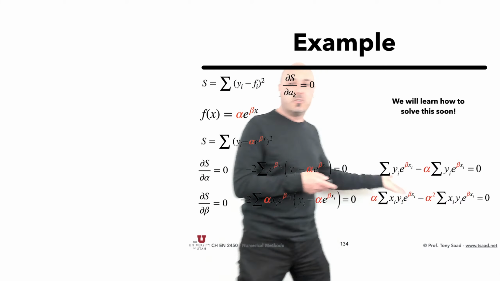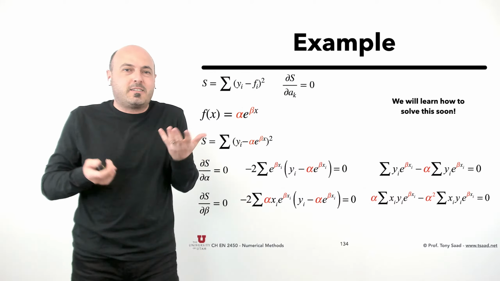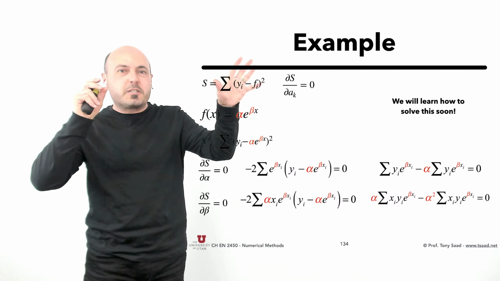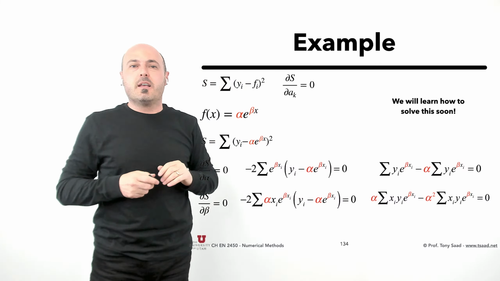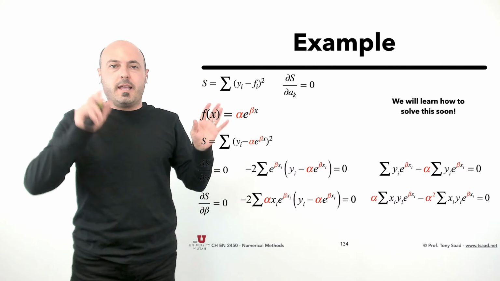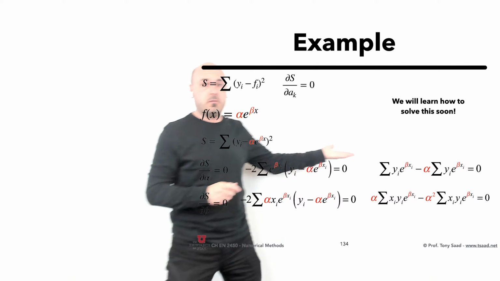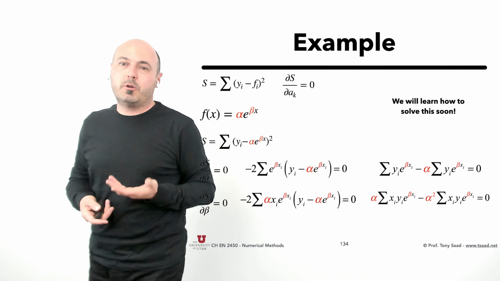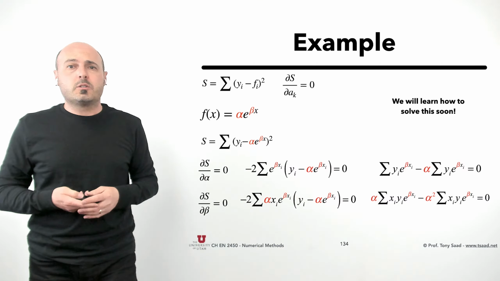Why is this nonlinear? There's no way you can write this as coefficients and basis functions. Think of our basis functions and coefficients separately. This is a nonlinear system of equations. You cannot separate the unknowns from what is known. So that's one example.